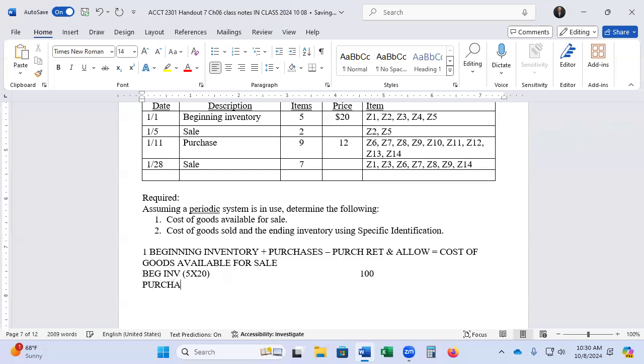Our purchase, 9 times 12. And so I think that's 108, but I don't have the answer here. Someone check my math. Thank you. Okay. And so cost of goods available for sale equals $208.